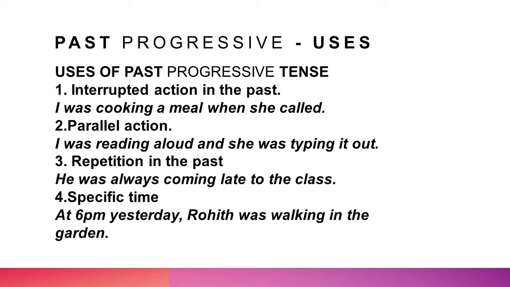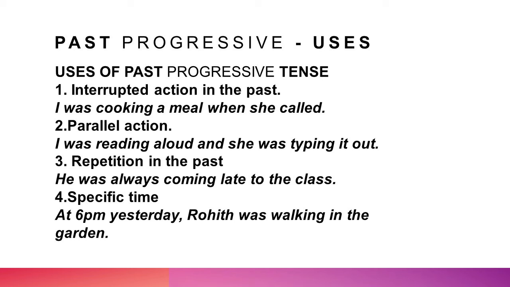Parallel action: I was reading a book and she was typing it out. So two actions happen simultaneously. That is called parallel action. Repetition in the past: he was always coming late to the class. So that shows a repetitive action.